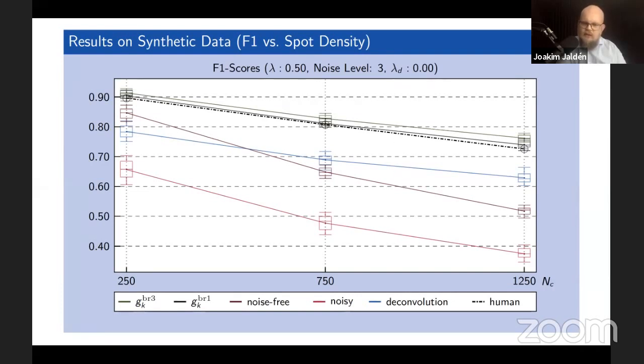So the human would be the golden standard in this case, but obviously counting over thousands of spots in an image is not something that you want to do 96 times for one of these wells.